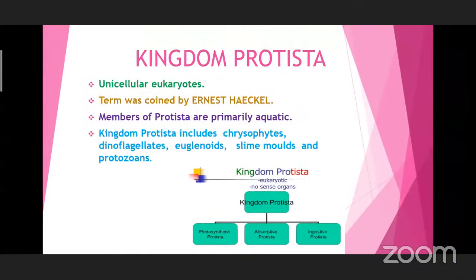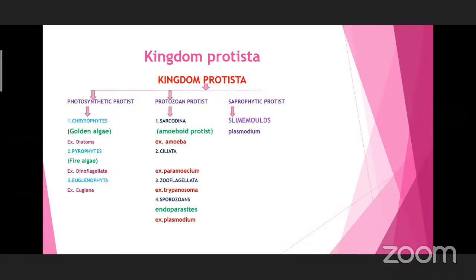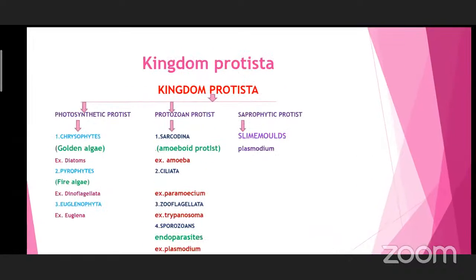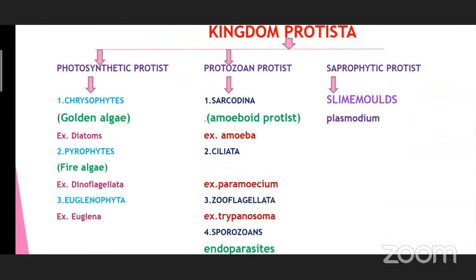We will learn in detail in the next slide, in a clear-cut way, about the photosynthetic protists. Under this we have the chrysophytes, the golden algae. An example is the diatoms. The pyrophytes, pyro means fire, the fire algae. An example here is the dinoflagellates.